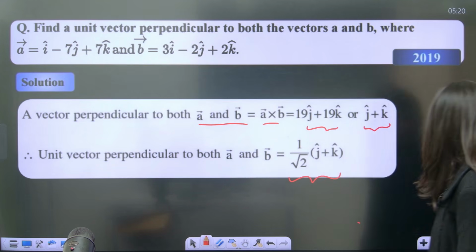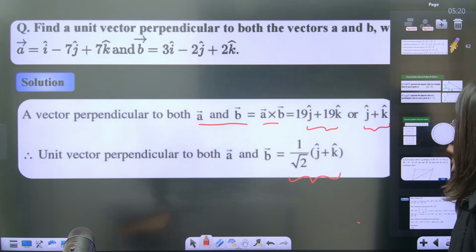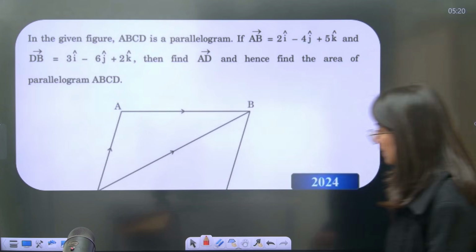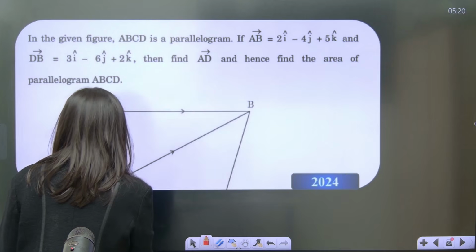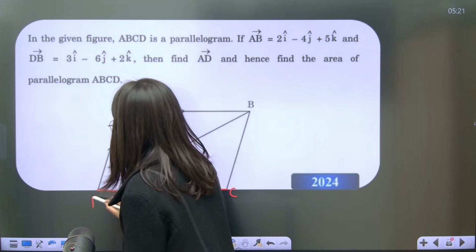Please note this. And now we have reached towards the end of the session. This is the last question of the session. Okay, let me just complete it. A, B, C and D. Can you see this question?